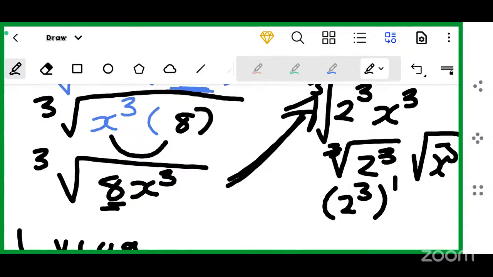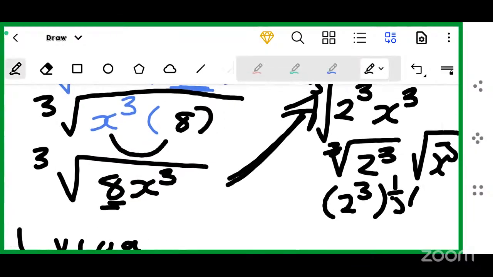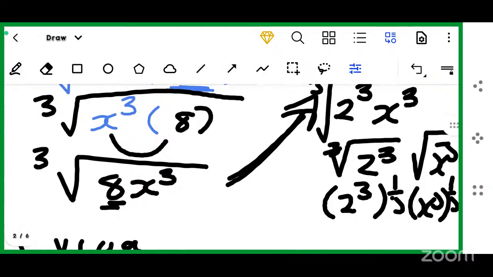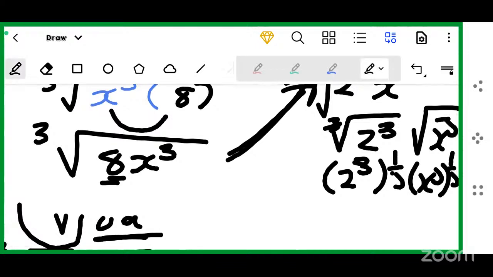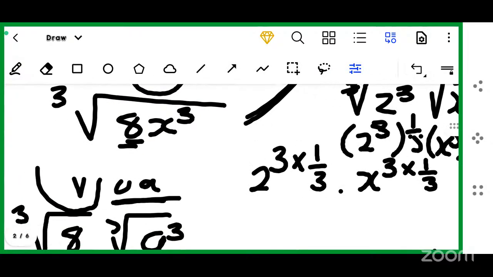And then multiply by 1 over 3 as an exponent. And we also have x in the bracket, so it's x to the power of 3 to the power of 1 over 3. So when they multiply, it's going to be 2 to the power of 3 multiplied by 1 over 3, and then we have our x to the power of 3 multiplied by 1 over 3. And we work out these exponents.